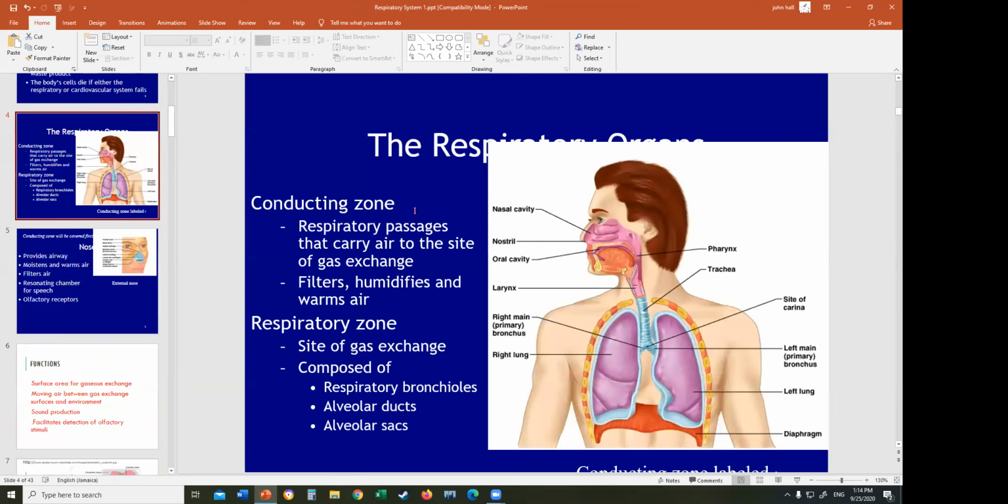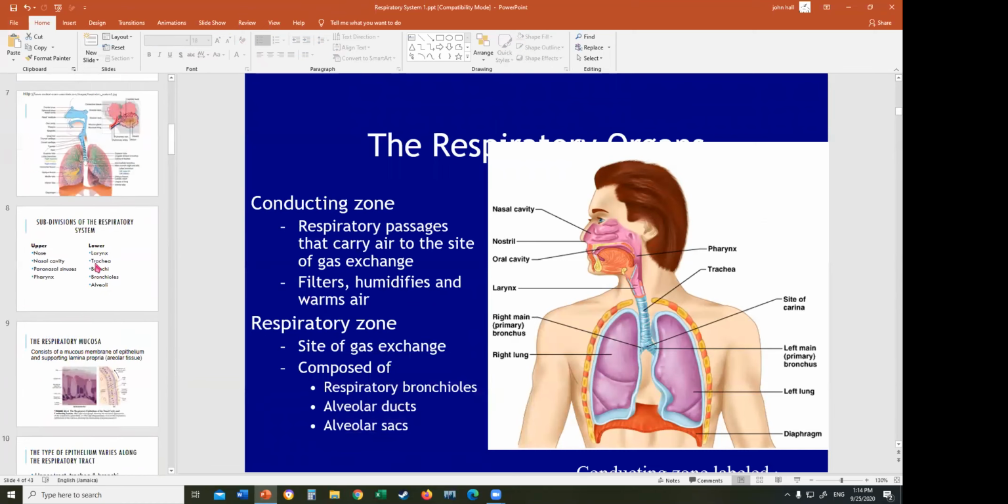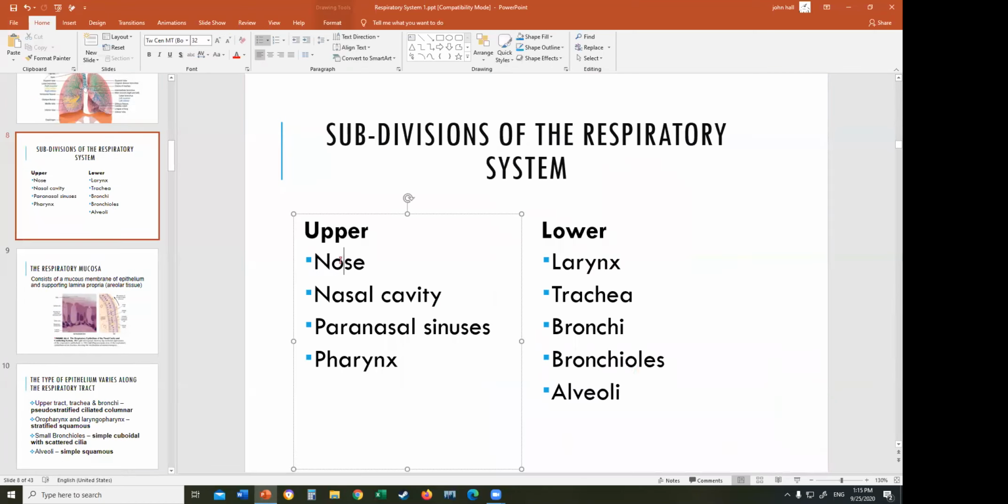All right. So remember, the respiratory zone: respiratory bronchioles only, alveolar ducts, alveolar sacs. Those are all involved in moving gases and gas exchange. Everything else is conducting zone, okay? So nose, nasal cavity, sinuses, pharynx, larynx, trachea, bronchi, most of the other bronchioles, except for the respiratory ones, of course, are all parts of your conducting zone. So keep that in mind, right?